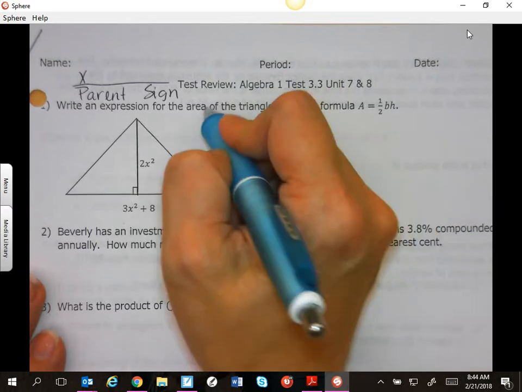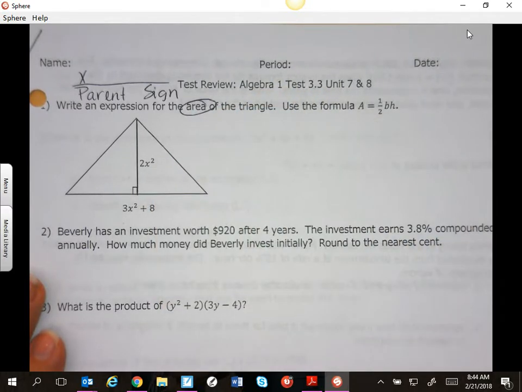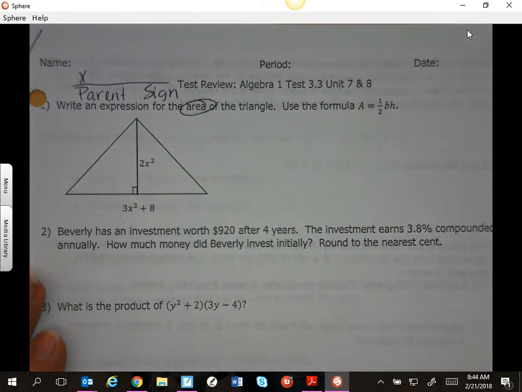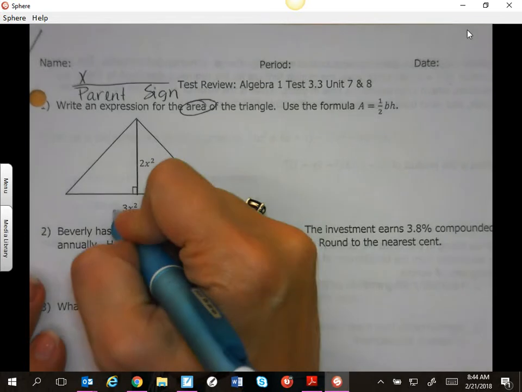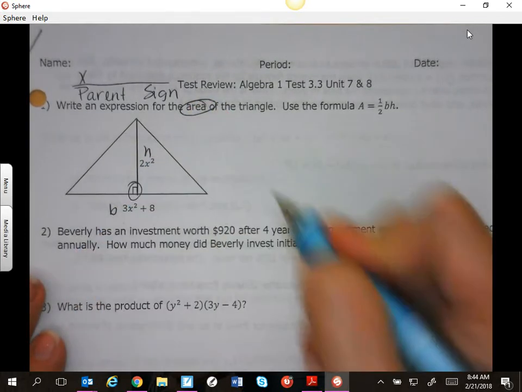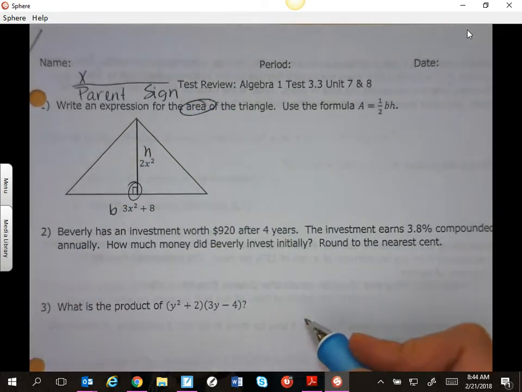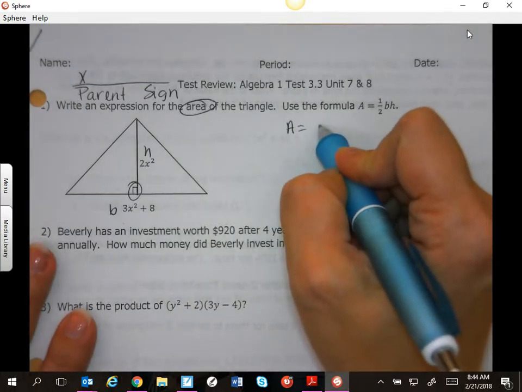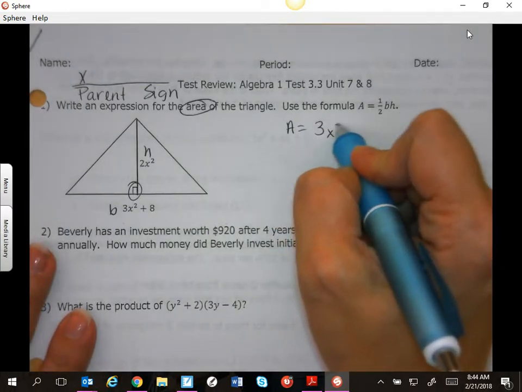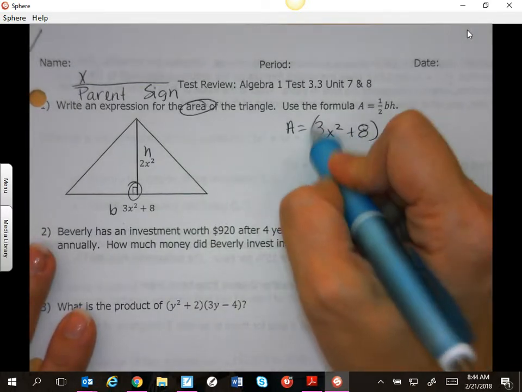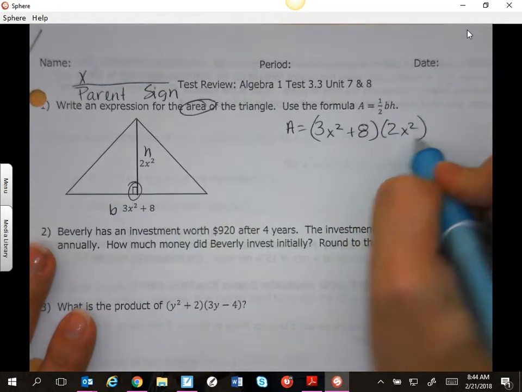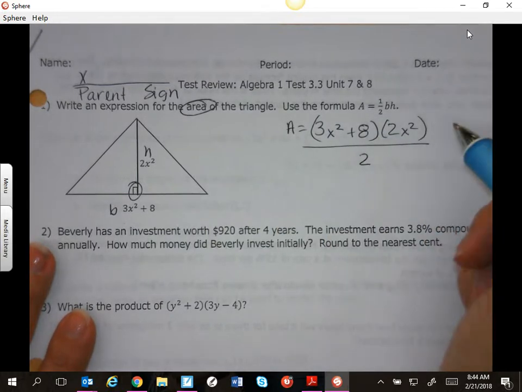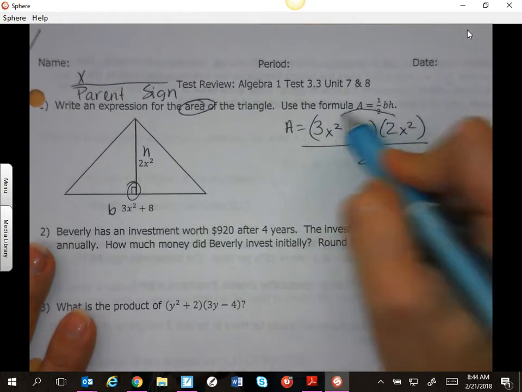Write an expression for the area of a triangle. Use the formula A equals 1/2 BH. So if this is our base and this is our height, we know because it is connected by a right angle. So we're going to just set this up like we've done in the past. 3x squared plus 8 times 2x squared all divided by 2. So this is simply distributing here and here.